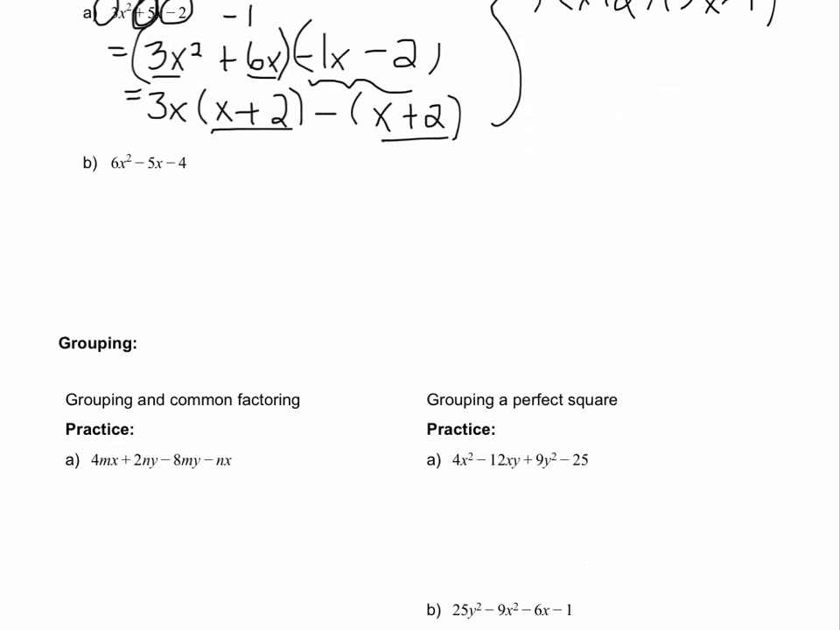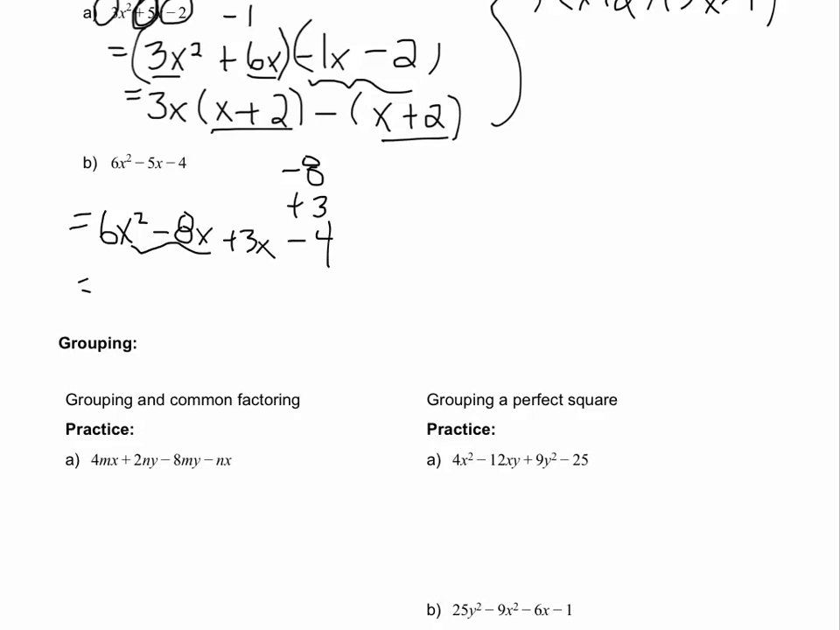minus 1. Our second example, we need factors that multiply to give us negative 24 and add to give us negative 5. So two factors there would be negative 8 and plus 3. Breaking this down then, we'd have 6x squared minus 8x plus 3x minus 4.